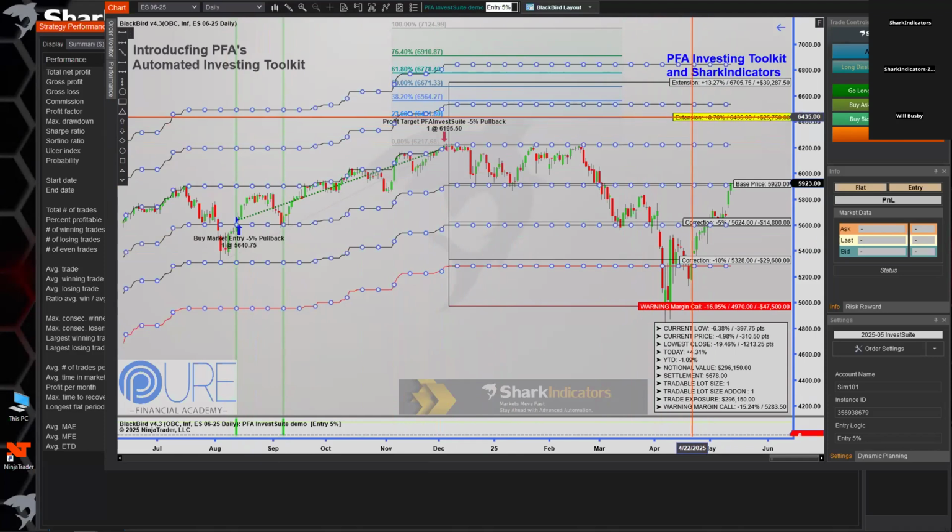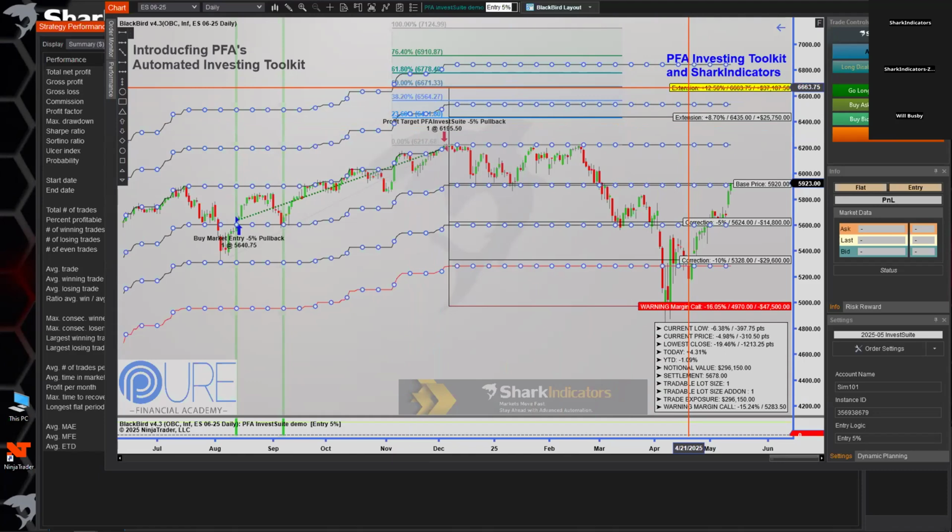Yeah, so let's say if we wanted to put a first target at a 23% extension there. I think I drew this wrong, but anyways, you guys get the point, right? You can put your fib levels up there, and then put these extensions here from the Invest Suite on there.